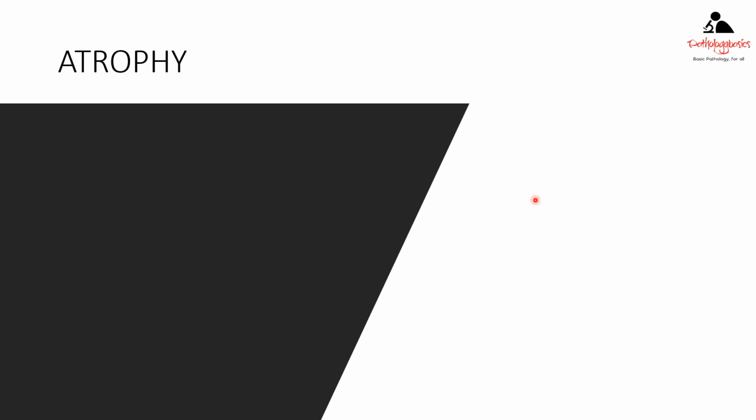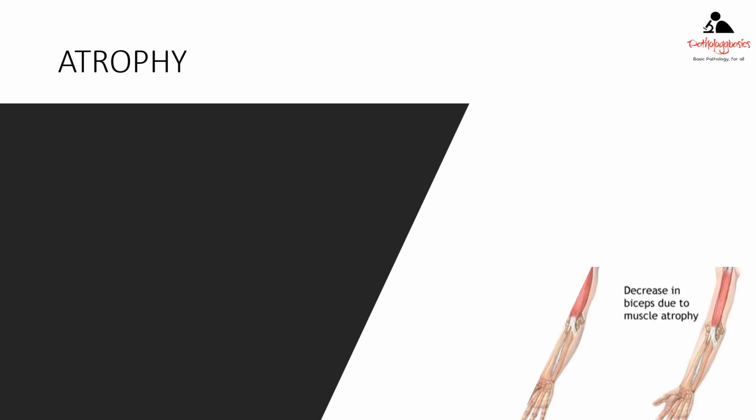First adaptation is atrophy. Let's see a few examples. This is a muscle that has undergone atrophy. This is the normal muscle, and this is the muscle that has undergone atrophy. This happens when there is a fracture and you put a plaster cast. When you remove the plaster cast, say after a month or so, the muscle that was in the plaster cast undergoes atrophy because it is not used.